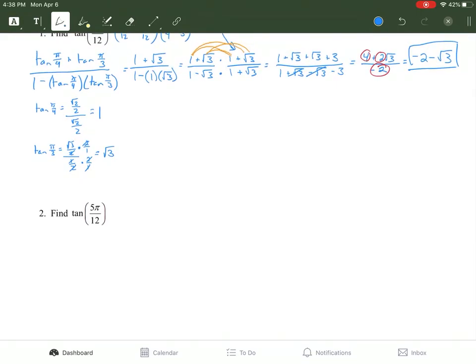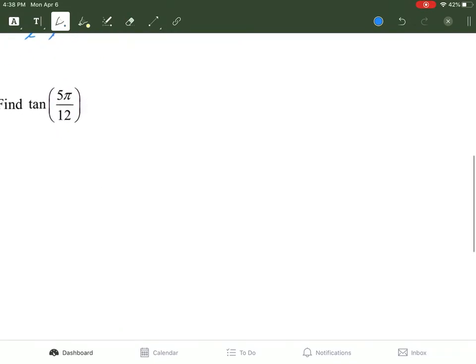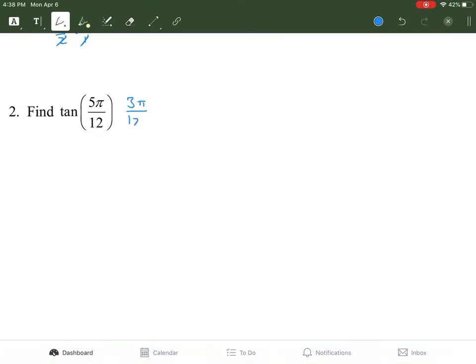So we have tangent of 5 pi over 12. Again, we're trying to find 2 numbers that can be combined to give you 5 over 12 and can be reduced. So we're going to use 3 pi over 12 plus 2 pi over 12. They can both be reduced, and they both add up to 5. So this is going to give you pi over 4 plus pi over 6.